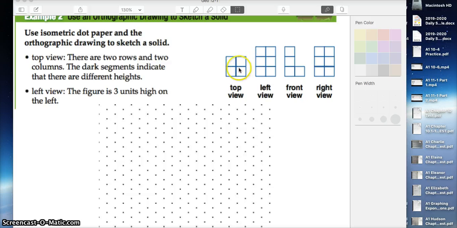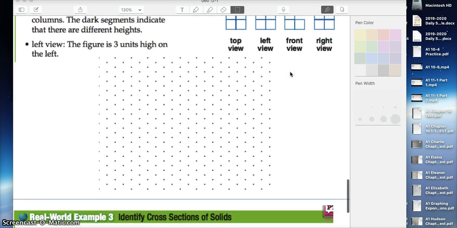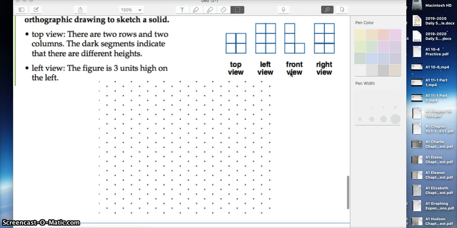Now, these dark lines indicate different height ranges. So this dark line here, darker, more bold than this one, is indicating that one side is higher than the other. And then same thing here, one side is coming out more than the other. And then I can't even tell if this is dark or not. Anyway, this is pretty tricky for me.